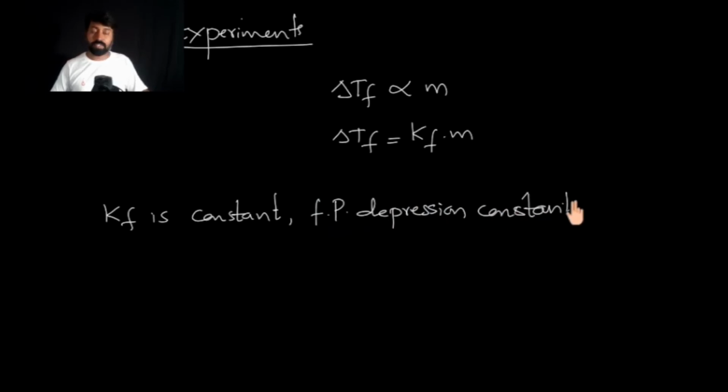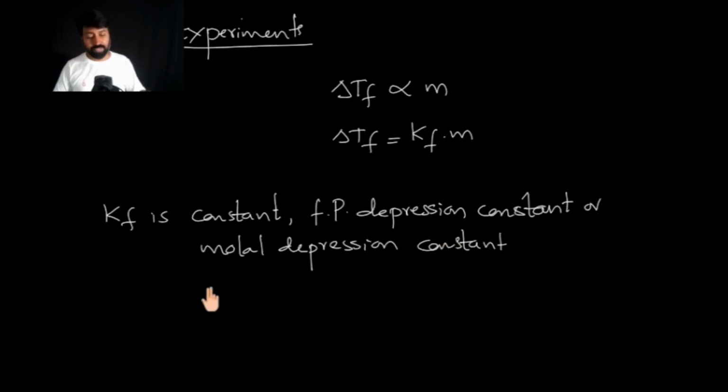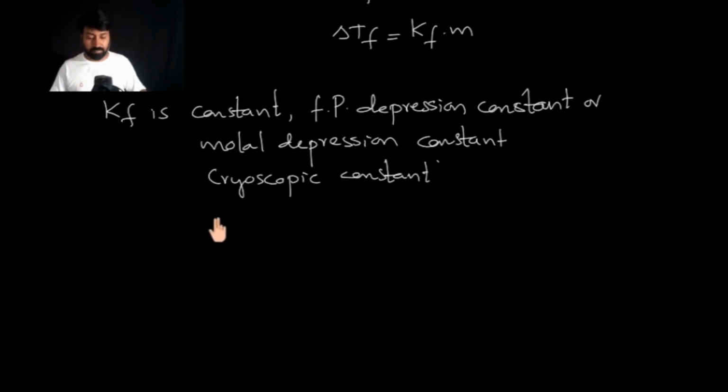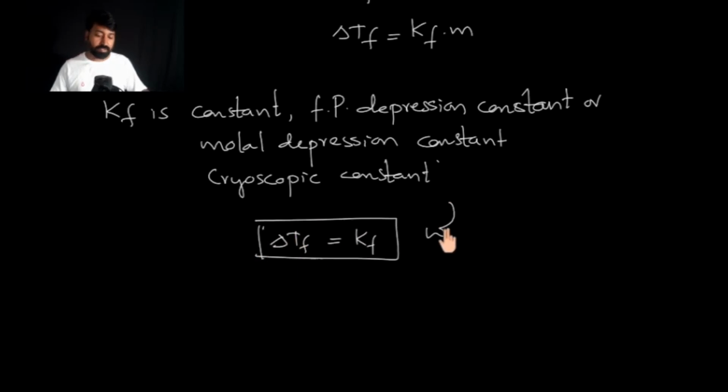Or we can call it the molar depression constant. Only thing is that students, you have to remember various names. Another term is cryoscopic constant. Okay, so this is all about the terms of Kf. We'll define the Kf now. So Kf, whatever the term is, is exactly equal to delta Tf, students, under the condition when small m, the molality, equals 1.